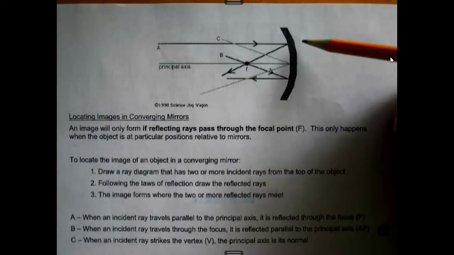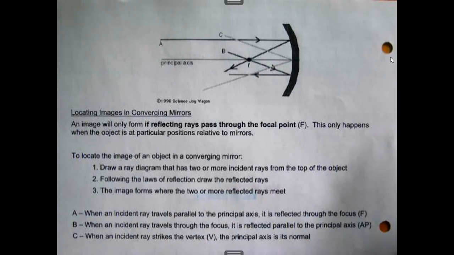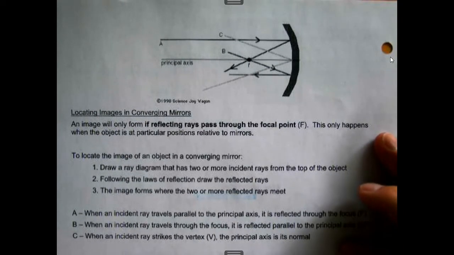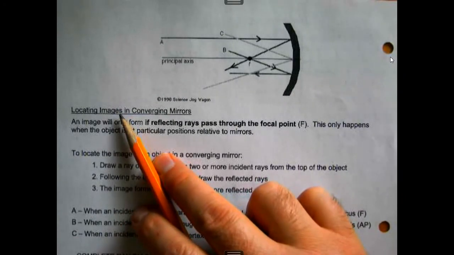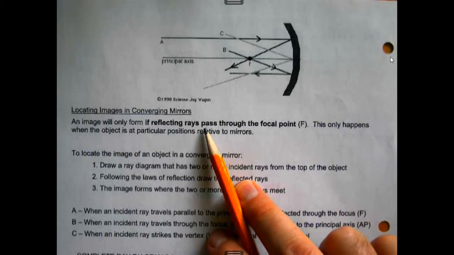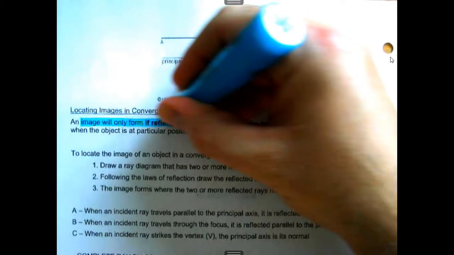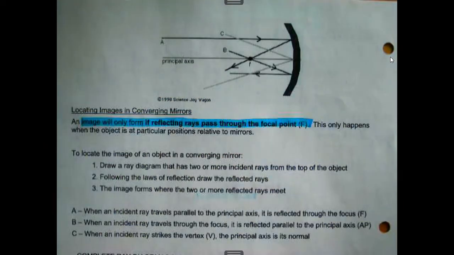Now this diagram here is showing us 3 lines that we can draw to figure out where an image is going to be. And it's going to be similar to that of the plane mirror, but there's less lines. Okay? All right, so what we want to do is locate the image in a mirror itself. Okay? Now an image will only form if reflected rays pass through the focal point. So if there is ever a ray that doesn't pass through a focal point, then you don't get an image. And we'll talk about that later. Okay, so this is going to be a big thing. An image only forms when you have rays going through the focal point at some point. Okay, and we'll talk about why an image may not form a little bit later. This only happens when the object is at a particular position relative to the mirrors, and we'll find a position where it doesn't do that, and you don't get an image.